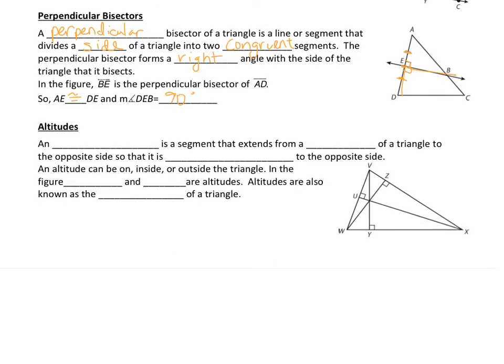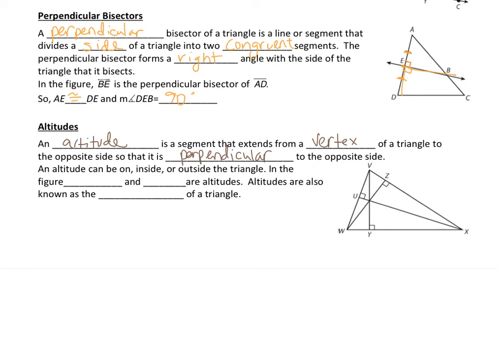Our last special segment is called an altitude, and an altitude is a segment that extends from a vertex of a triangle to the opposite side so that it is perpendicular to the opposite side. And one thing you want to remember about an altitude is that the altitude segment could be inside our triangle, on the triangle, or outside of the triangle.